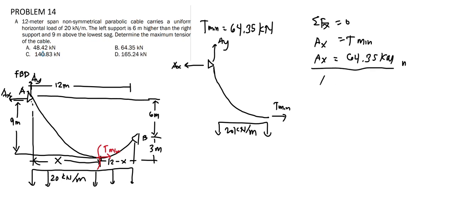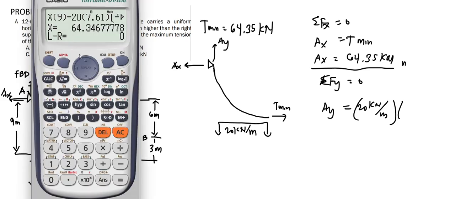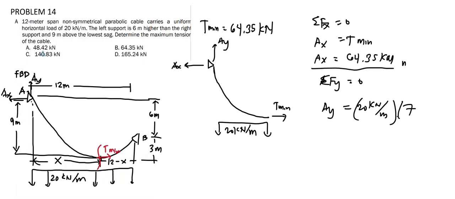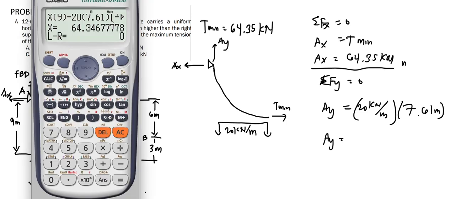And to solve for AY, we take summation of forces vertical equal to 0. That is AY equal to 20 kilonewton per meter times the length of x, which was 7.61 meters. So AY is equal to 20 times 7.61, 152.2.